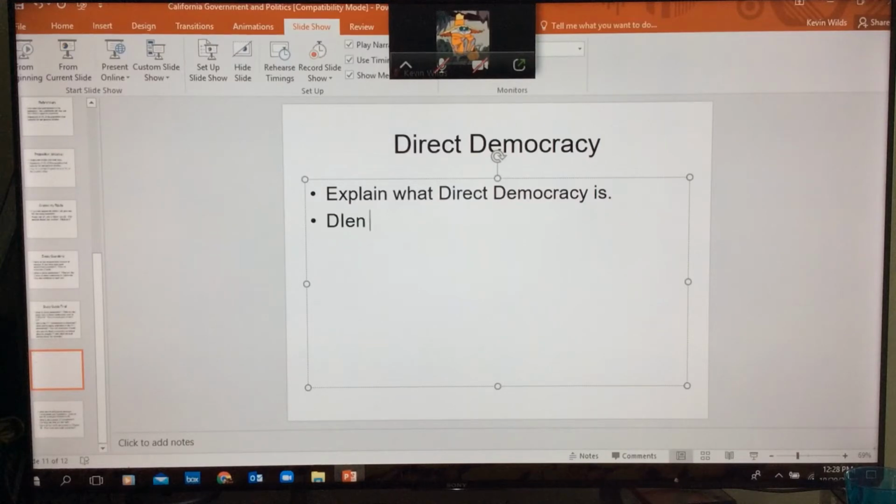You'll need to identify the three tools. It should be easy. We've gone over it. Recall, which is the least used. Referendum. And proposition. So you'll need to go over each of these. Tell me what they are, explain to me what they are, and then give me an example.